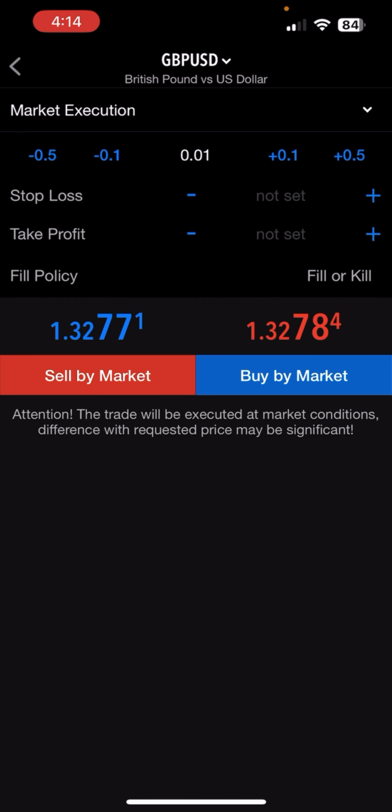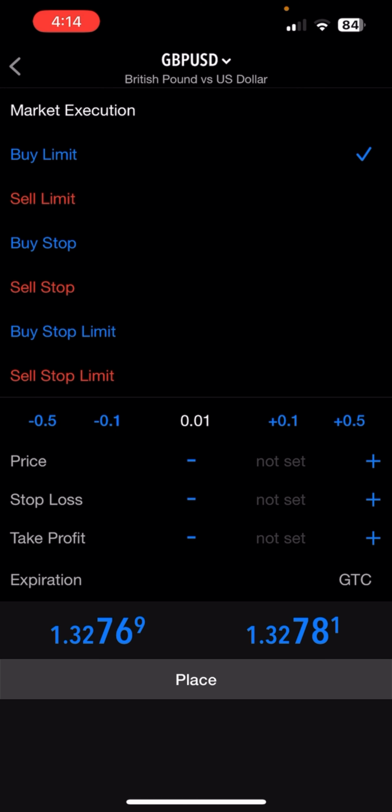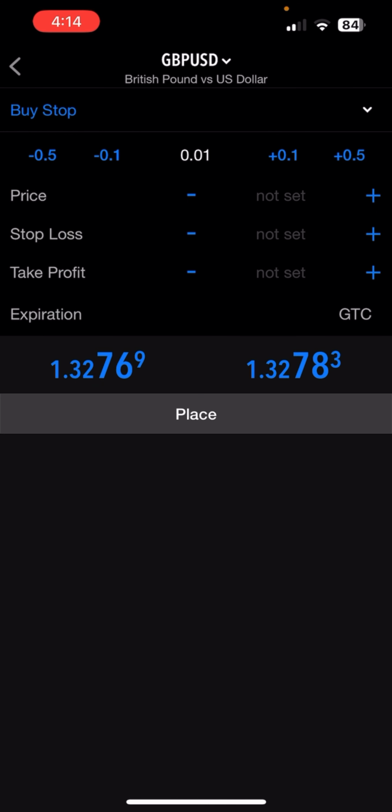So upon tapping on trade, you'll see all this. You'll see up here market execution. So what does this mean? This is a direct buy. This is for you to buy directly. Then we have other options also. You just open this folder down here. So you'll see buy limit, sell limit, buy stop.